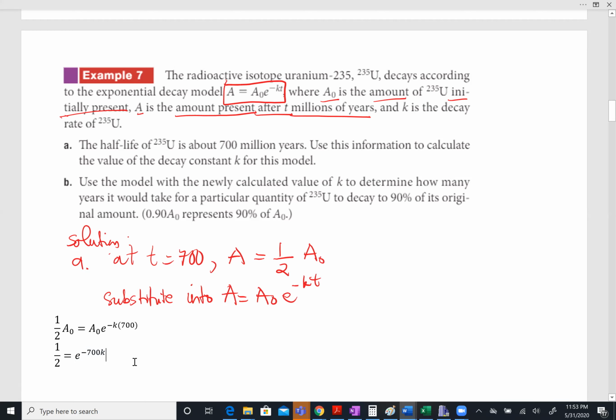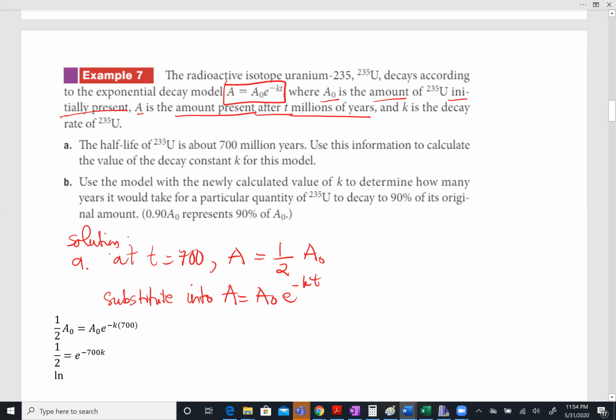In this case, I'm looking for k. What is that equal to? k is now in the exponent, the variable is in the exponent of the e. So what I need to do is convert it to log form. The log base e, which is ln, of 1/2.